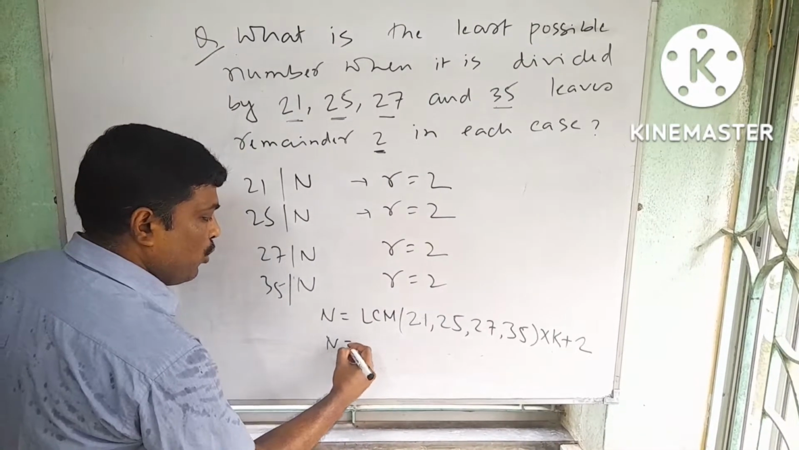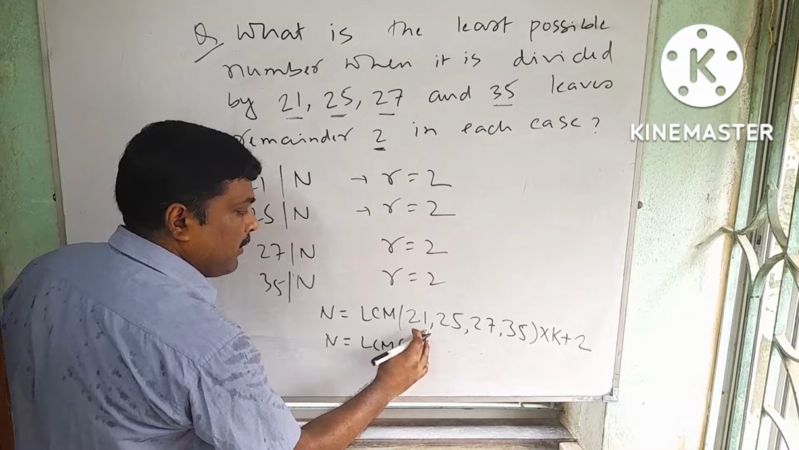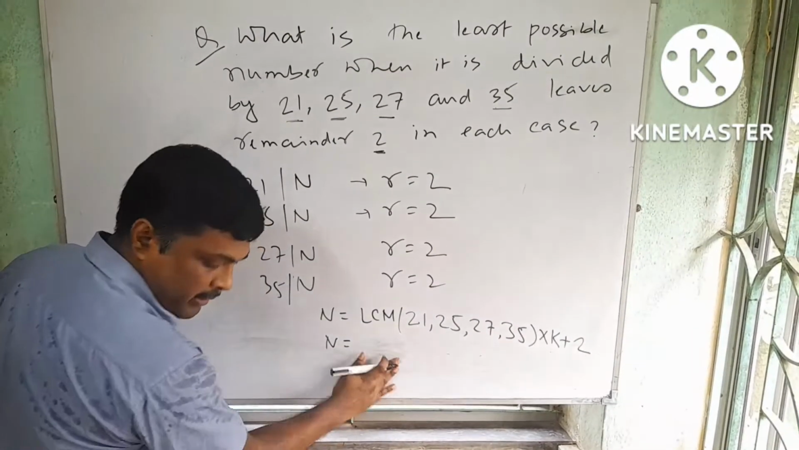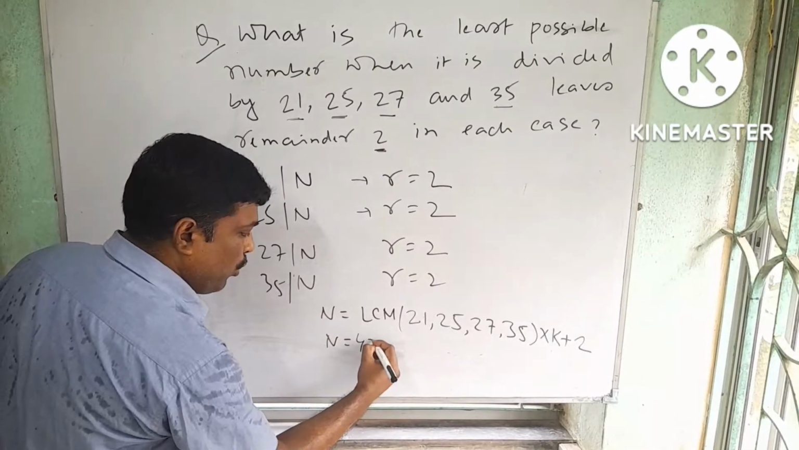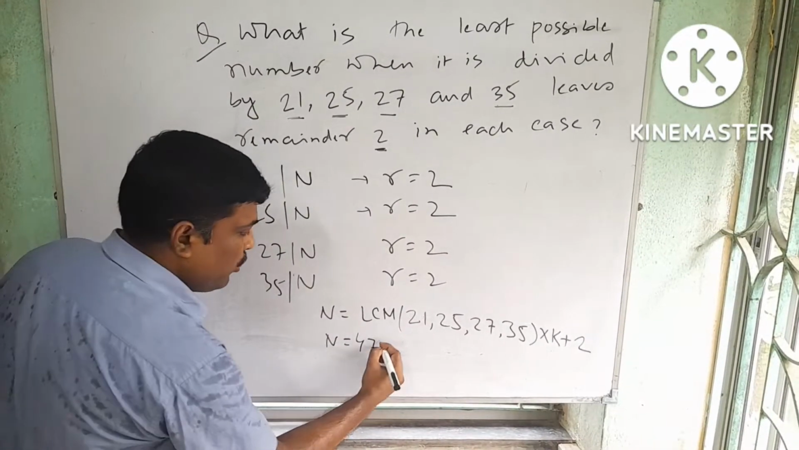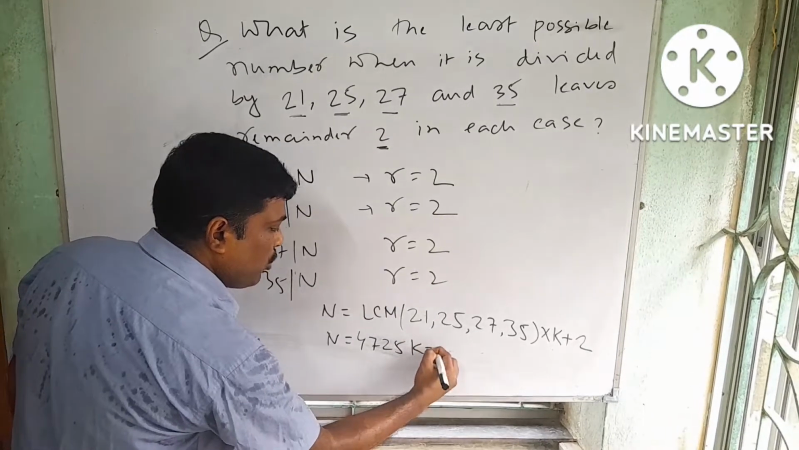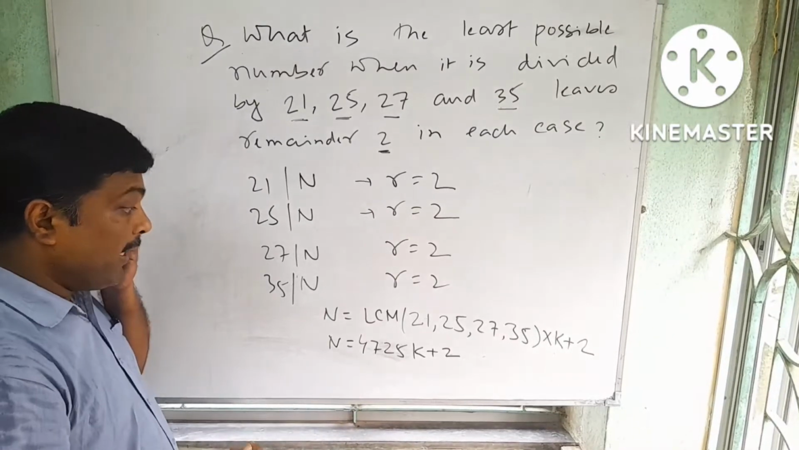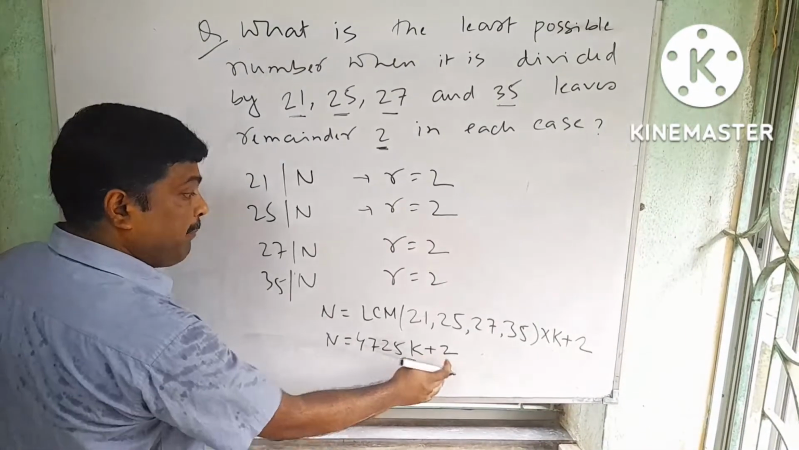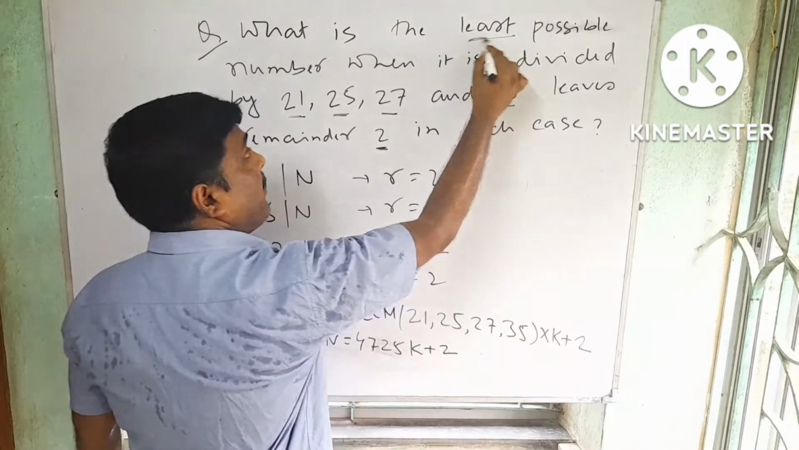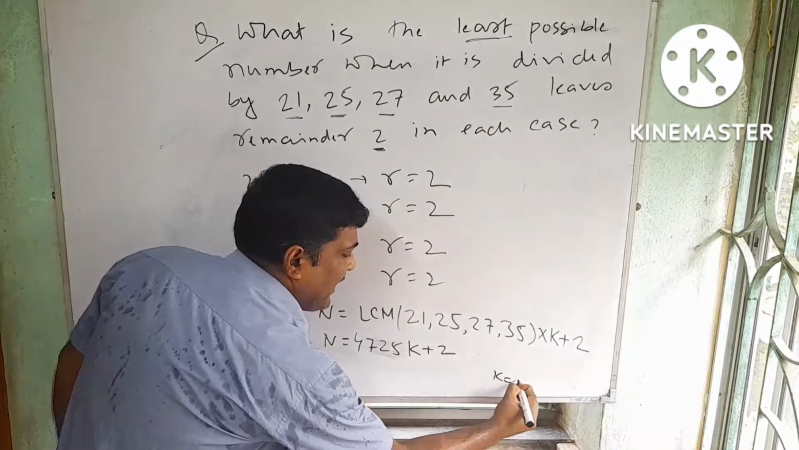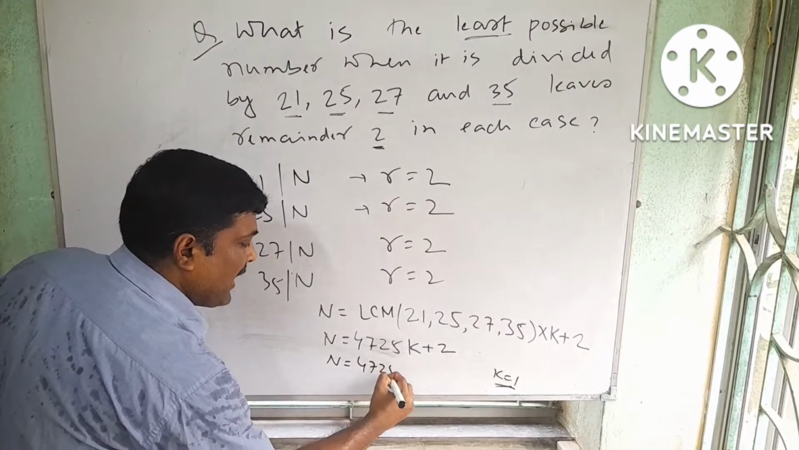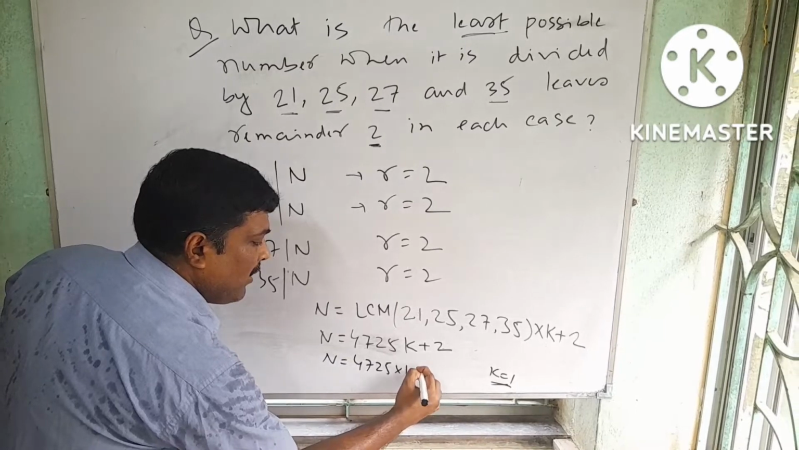So n equals LCM of 21, 25, 27, 35, which is 4725. So n equals 4725k plus 2. Now the question is, what is the least possible number? So take k equals 1. Just take k equals 1. So n equals 4725 into k, that is 1, plus 2.